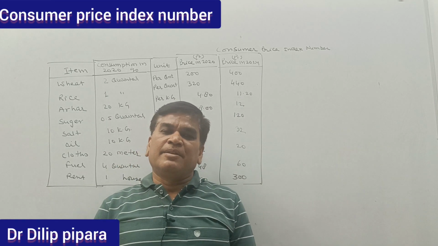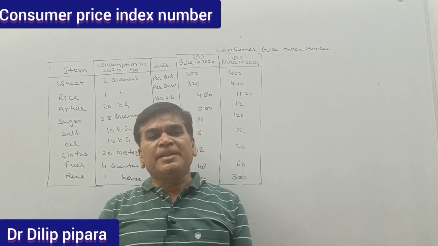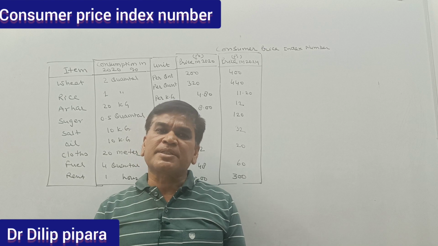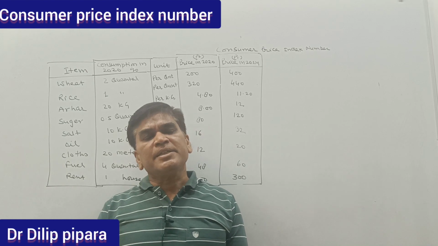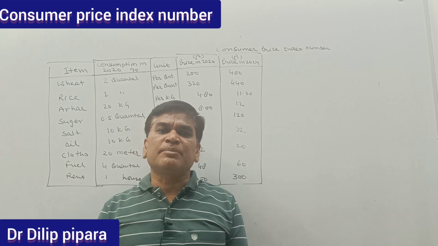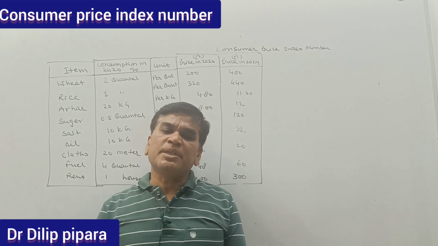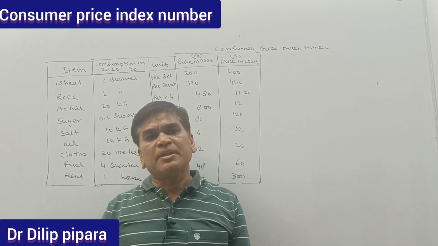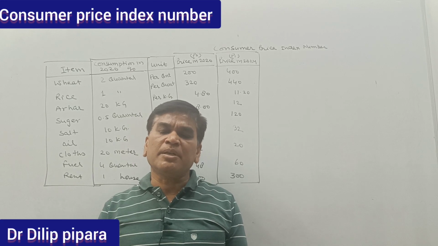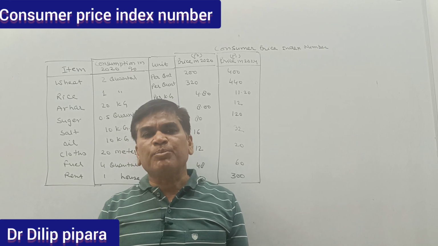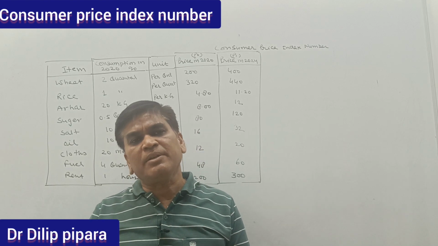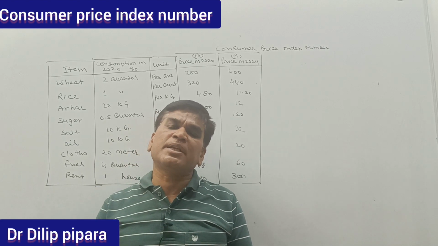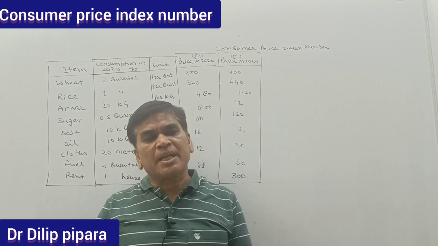Students, welcome once again. In today's video, we are going to discuss a very important topic from index numbers, that is called consumer price index number. Many times in examinations we see a question from the consumer price index number, so I think this is a very important index number. Two methods are so important. One is consumer price index number and the second one may be the Fisher-Ideal index number.